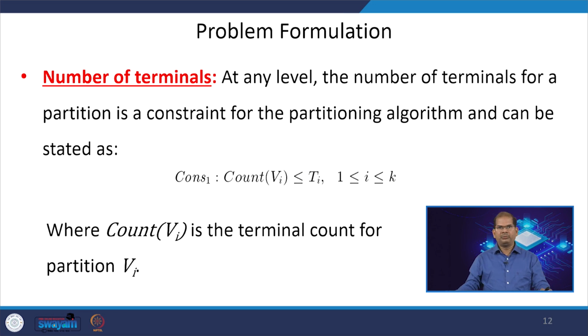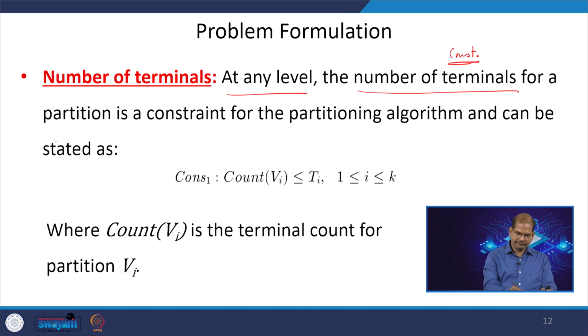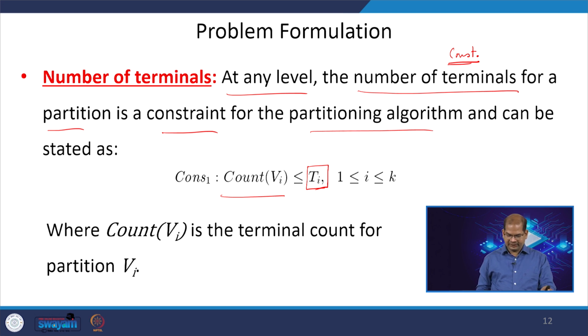Now, the number of terminals is actually a constraint, not an objective function. Okay. At any level, either the system level, board level or chip level, the number of terminals for a partition is a constraint for the partitioning algorithm. So, you have an upper bound on Ti. Ti is the highest number of terminals possible for each partition. I need to choose something less than or equal to that. So, this is a constraint on the terminal count for a given partition Vi.